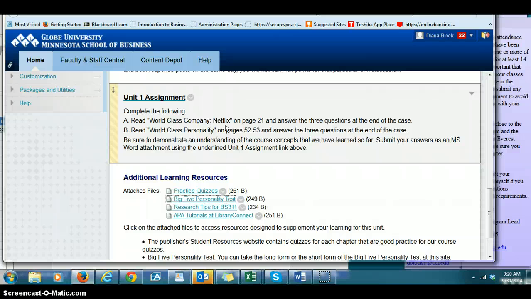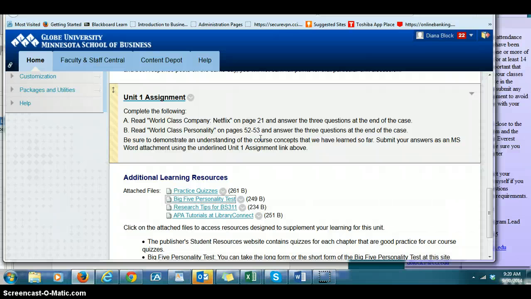If you don't have any of these key terms and concepts from pages 24 and 25 in your responses, you have not done the assignment correctly. So the second part of the assignment over chapter 2 is a personality case on pages 52 and 53. So again, you're going to read the case, and then you're going to answer the discussion questions at the end.